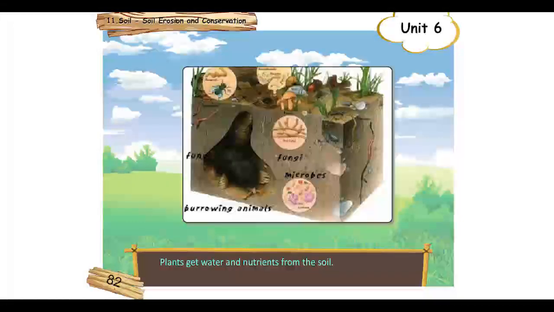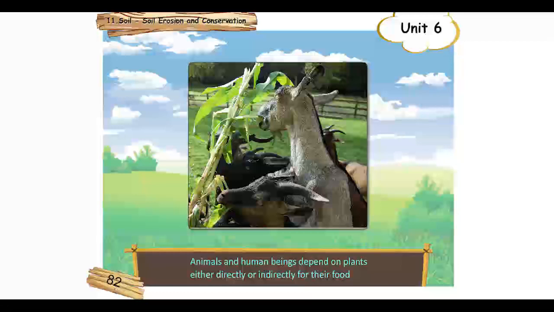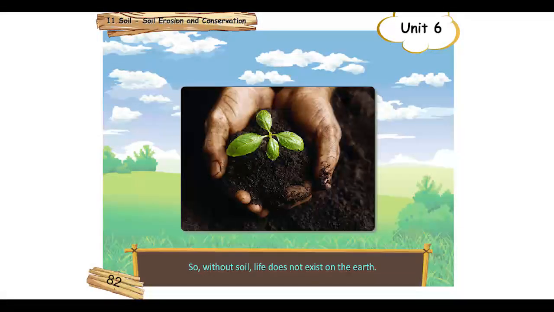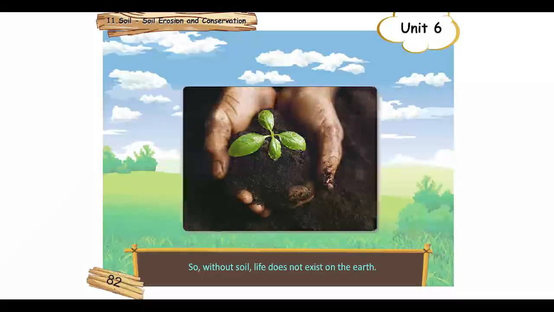Plants get water and nutrients from the soil. Animals and human beings depend on plants either directly or indirectly for their food. So, without soil, life does not exist on the earth.